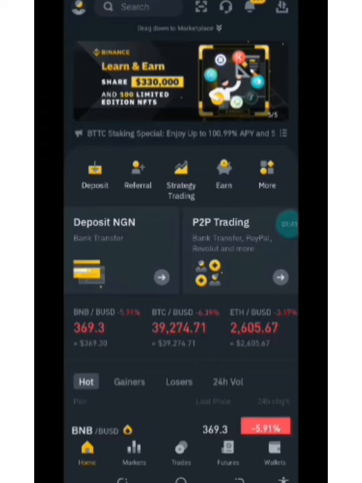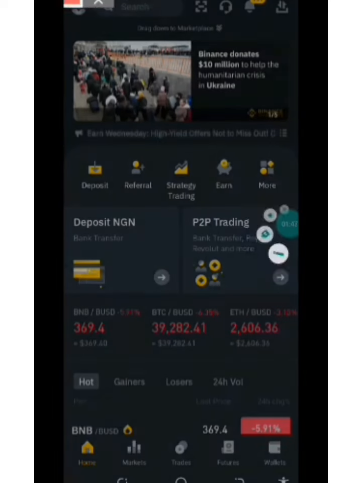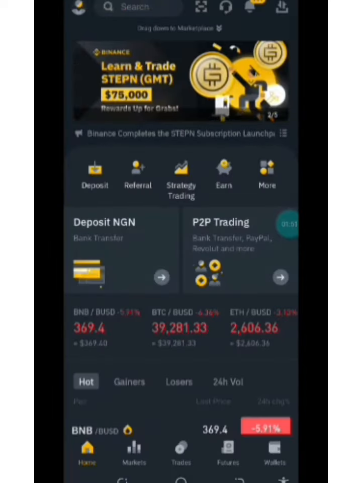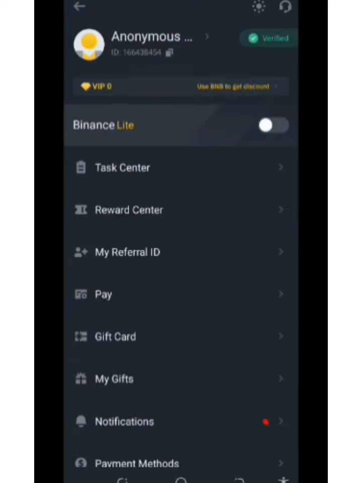But before I start talking about this interface one by one, you have to verify your Binance account. It is very important. You have to click this avatar to verify your account. You can see my account is verified already. When you create the account, at the top corner it's going to show unverified. So you have to verify it with some of your documents, either your driver's license, your international passport, or your national ID card. Any of them you have.